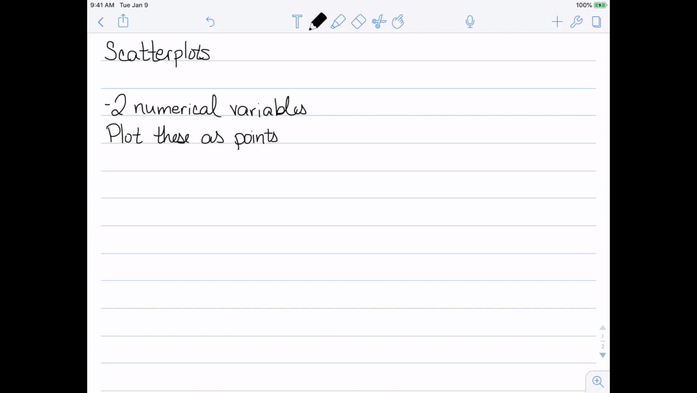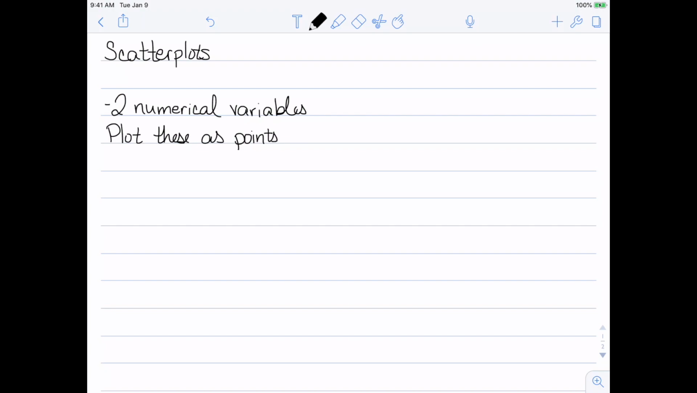We'll now discuss another kind of graph called scatterplots. Scatterplots are used whenever we want to look at two variables and see how they relate to each other. So for a scatterplot, the first thing we need is two different numerical variables. And once we have those, we're essentially going to plot them as a point. So we'll have an x-axis and a y-axis, and each individual in this study will be 1 point. The x value will be the first numerical variable, and the y value will be the second numerical variable.